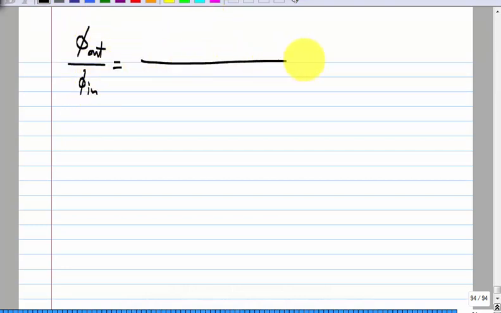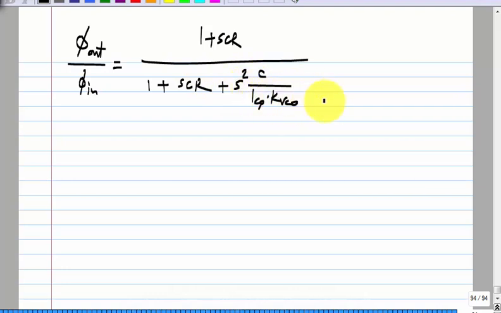What was phi out by phi in? This is correct. And instead of phi in, I have INCP divided by ICP by 2 pi.